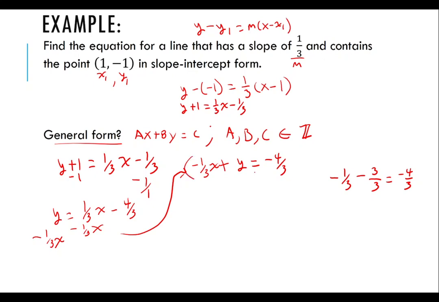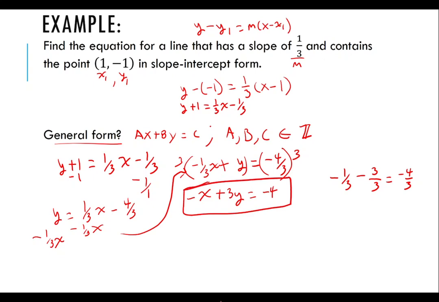So I need to multiply everything I see by the least common denominator, the LCD. The LCD here between all the fractions is 3. So multiply everything by 3. We can do this because it's an equation. Now use the distributive property. 3 times negative 1/3 x is going to be negative 1x. 3 times y is 3y. 3 times negative 4/3 is negative 4. And this is standard or general form.